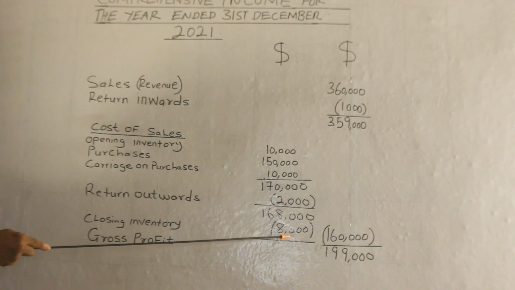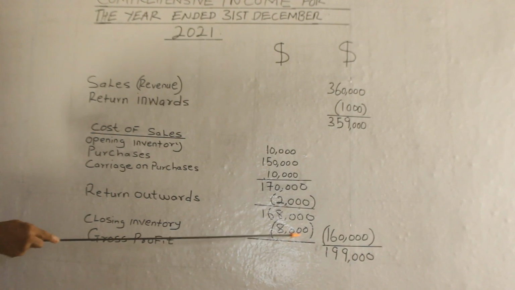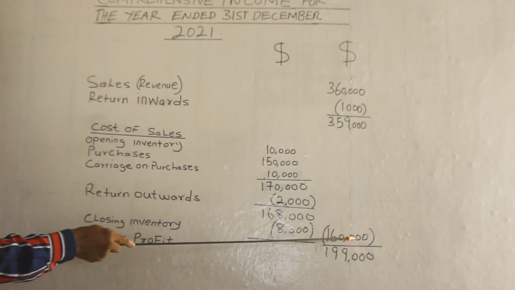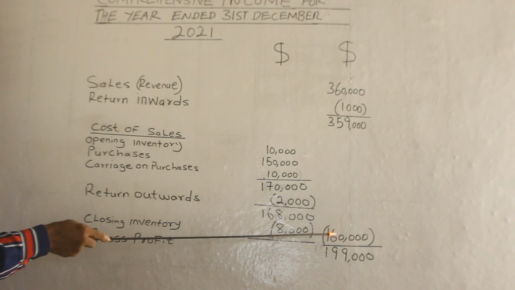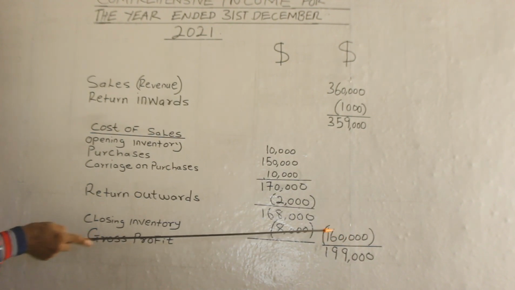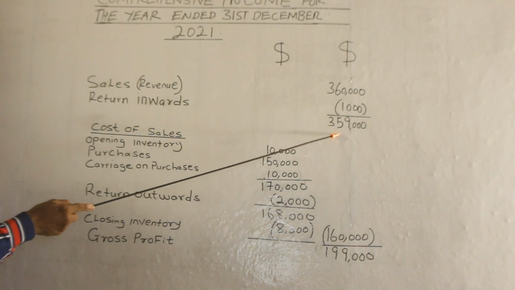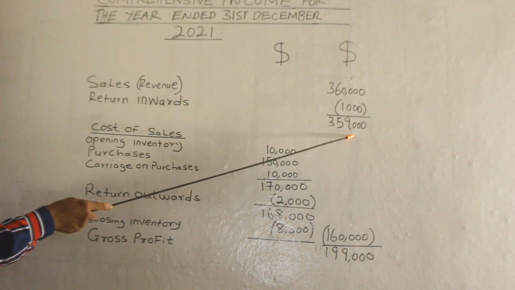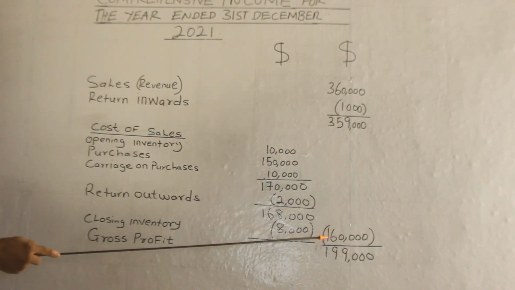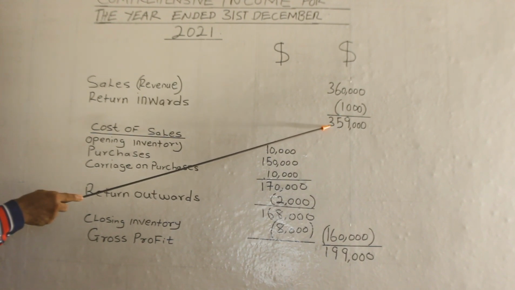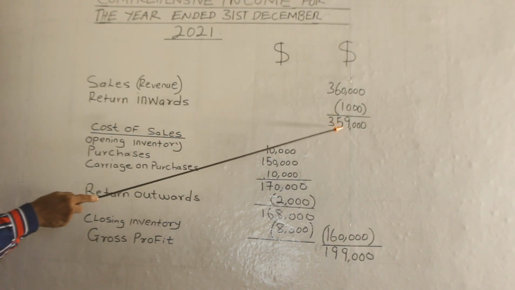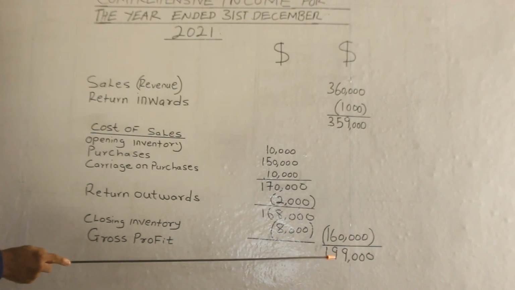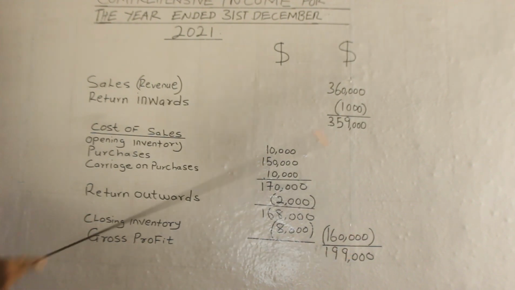Remember that in this calculation, we are looking at the cost of goods, the cost price, not the selling price. The cost price of all the goods that was sold came to be $160,000. Now, it was these goods that cost us $160,000 that was sold for $359,000, which we have earlier calculated. Now, deducting this cost of goods sold of $160,000 from the sales made from it, which is $359,000, we now obtained $199,000, which can be called the gross profit.